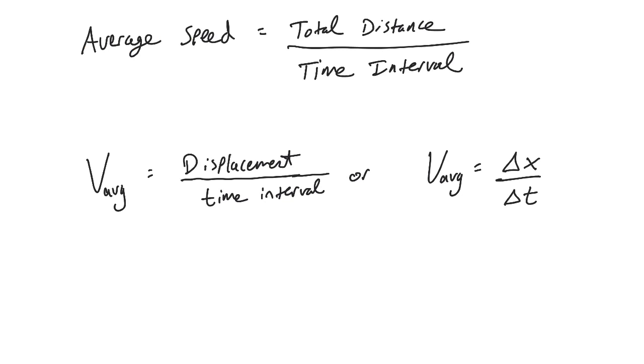All right, so for these average quantities, we can calculate average speed and what's called average velocity. Let's look at average speed first. You just take the total distance that you travel and you divide that by the time interval. It's pretty easy. We'll see an example in a second.